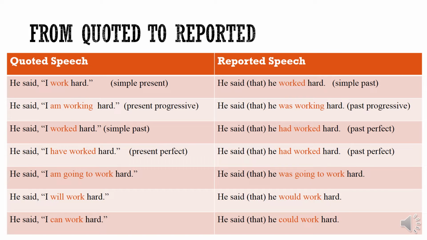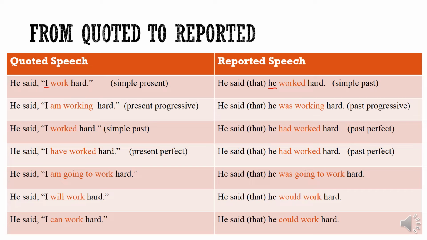This table shows us how to change from quoted speech to reported speech. As you can see, all the quoted speech sentences start with the pronoun I, which in turn is transformed into the pronoun he. So this is a very important step, changing the pronoun. Another important step is changing the verb tense. There are rules for changing the verb tenses.